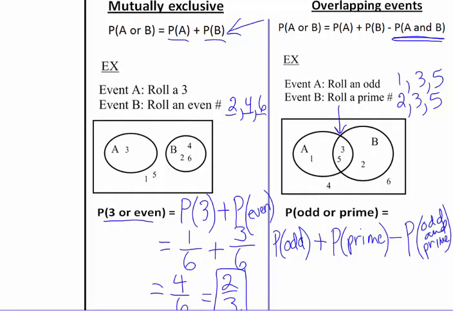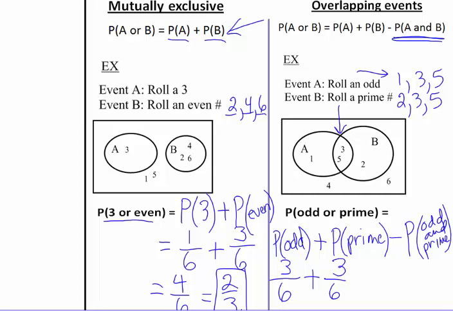Let's take a look at the probability of getting an odd number. How many total numbers are there on a number cube? There are 6. 3 of them are odd. So right there, the 1, the 3, and the 5. So there are 3 numbers that are odd. We are going to add the prime probability. So again, 6 numbers on the number cube. 3 of them are prime.